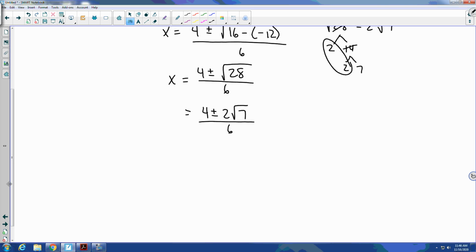Final step, see if we can simplify the equation by dividing by a GCF. So the numbers I'm considering are 4, 2, and 6. They're all divisible by 2, so let's divide by 2. And there's our final answer.